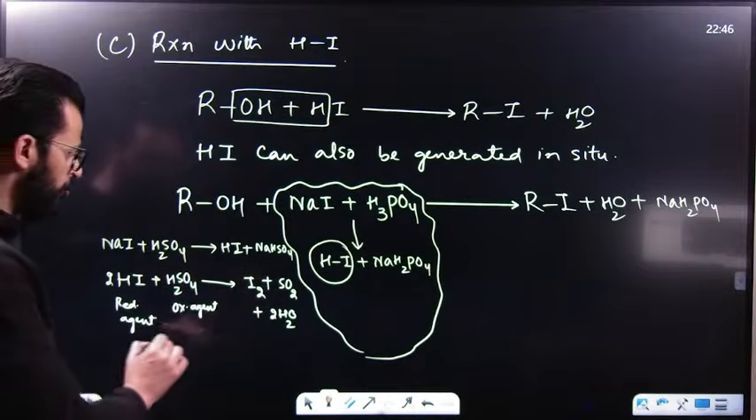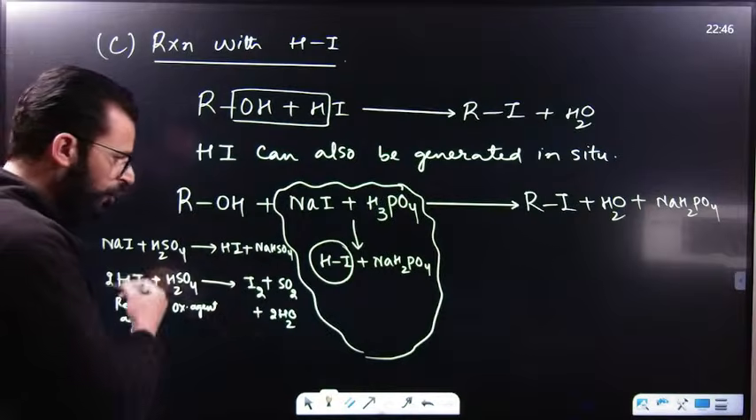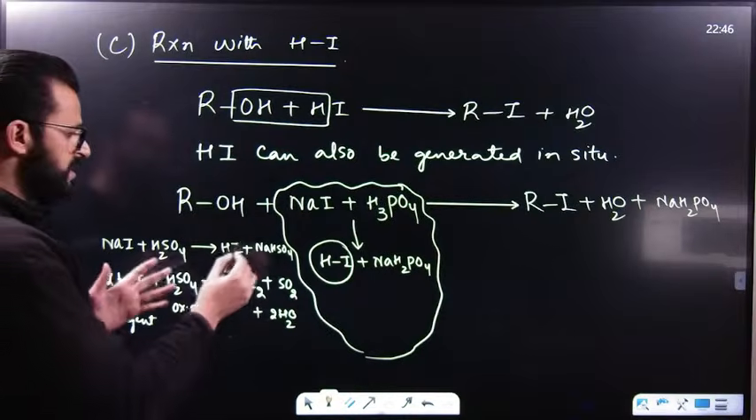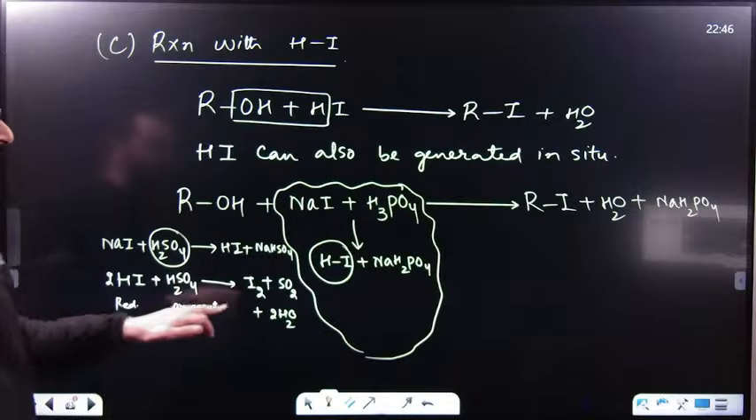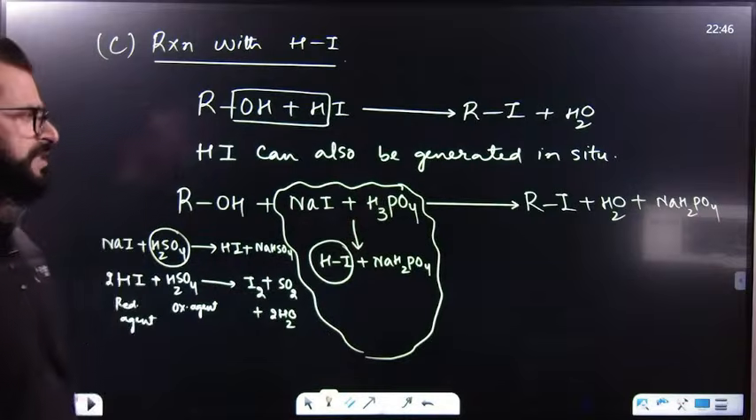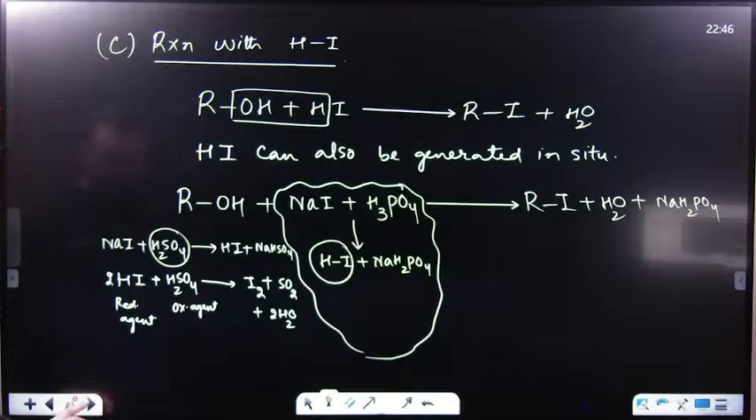So there will be no HI at that time. If no HI is formed, then H2SO4 cannot be used, as this is an oxidizing agent. That's why we use a non-oxidizing acid. After that, reaction with PCl5.